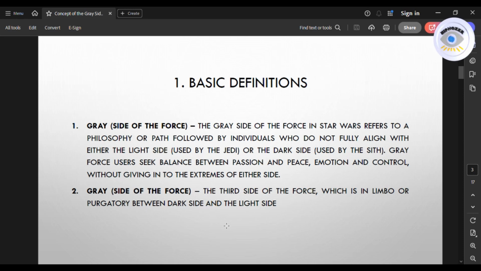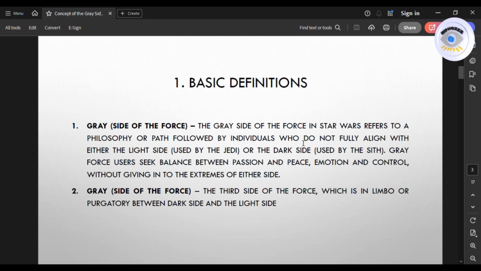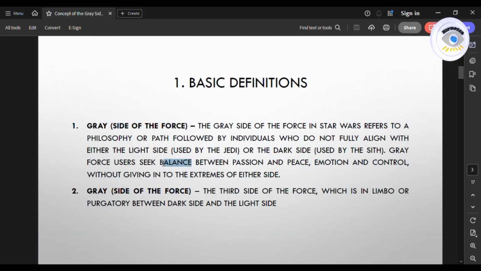Okay, so let's start with the basic definition of the grey side of the Force. First definition is an individual who doesn't fully align to either side of the Force and seeks balance between the Jedi and the Sith. Although balance might kind of indicate that we are on the Jedi side, it doesn't have to be. The third side of the Force, which is in that transitional state between the dark side and the light side, that's sort of what we try to think about.